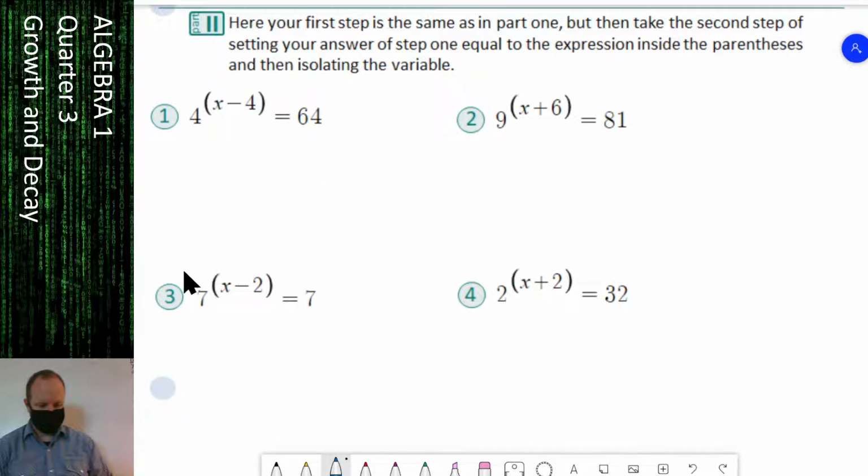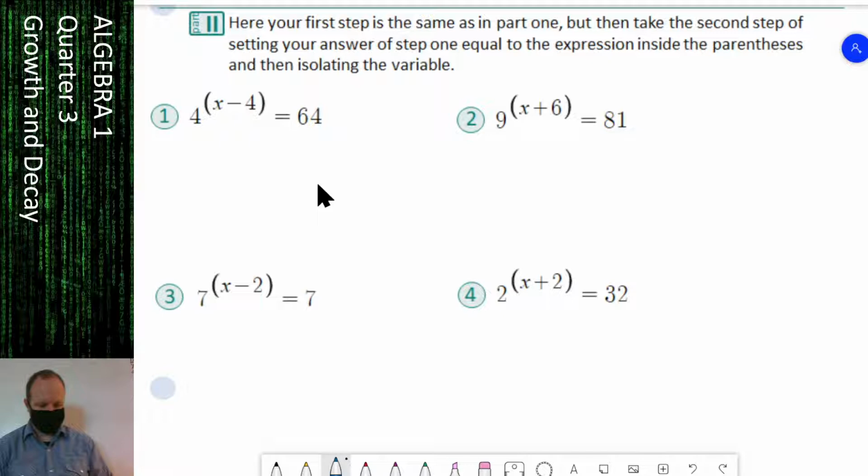Our first step is the same as the first step in part 1. We're going to ignore the fact that there's more than just an x up here at first. Imagine there's just an x up there. How many times would you multiply 4 by itself to give you 64? Right, 4 times 4 is 16, and then a third time, 16 times 4 should get you up to 64.